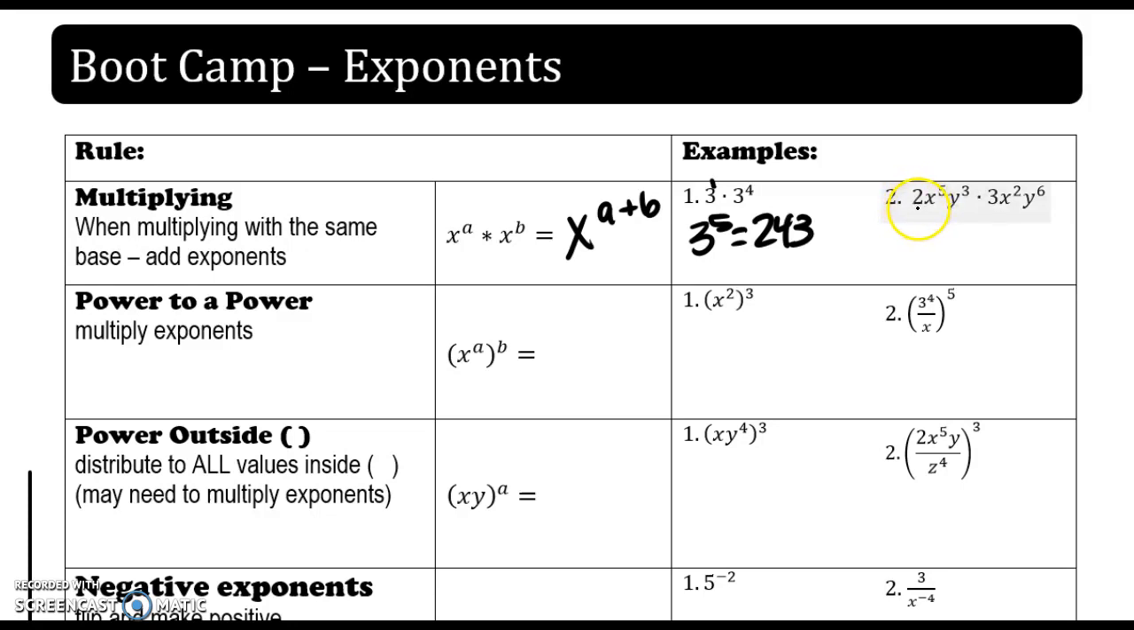Down here, I start with my constants first. 2 times 3 is 6. We have x to the fifth and x to the second, which is x to the seventh, y to the 3, and y to the 6. When you add them is y to the 9th.